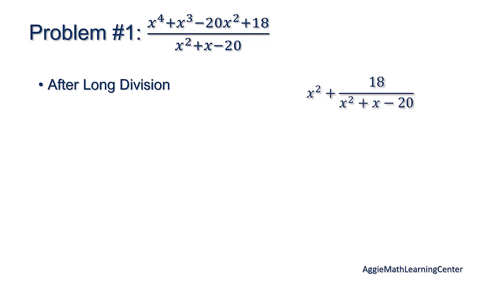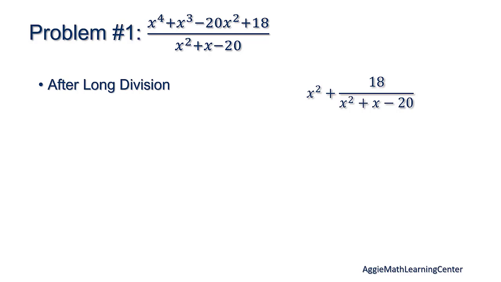The first step of partial fraction decomposition is to look and see if we can factor the denominator. I won't go into how to factor polynomials in this video. Looking at x squared plus x minus 20, we see that it can factor into x plus 5 and x minus 4.